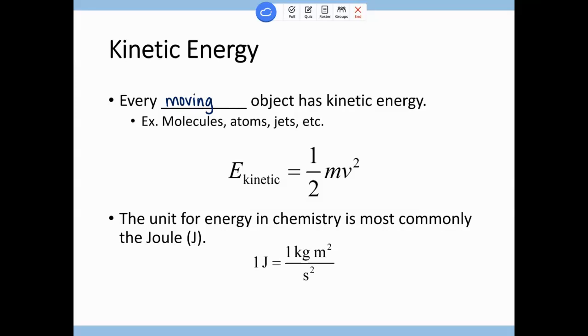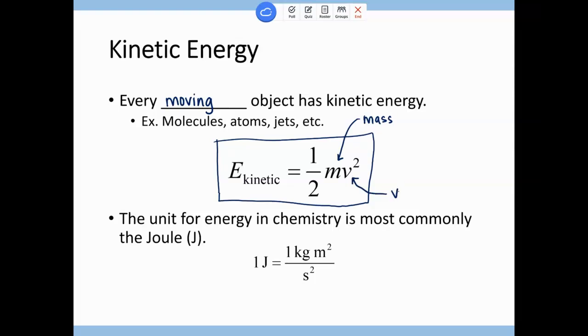So we kind of already went through some examples. Molecules are moving, they have kinetic energy. Atoms are moving, they have kinetic energy. Electrons are moving, electrons have kinetic energy. Jets have kinetic energy. This is our formula for kinetic energy of an object, where m is mass and v is velocity.